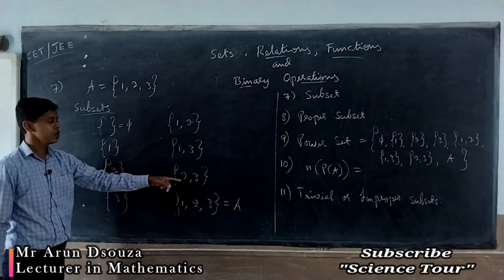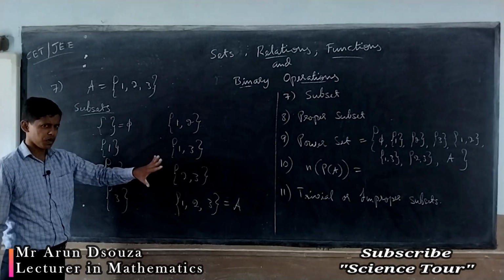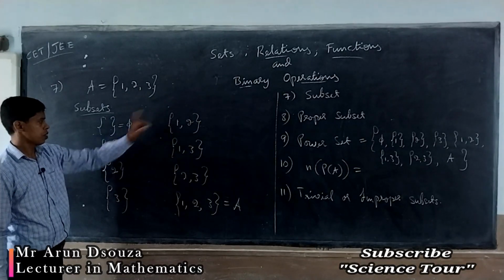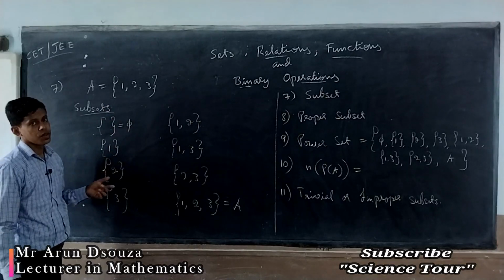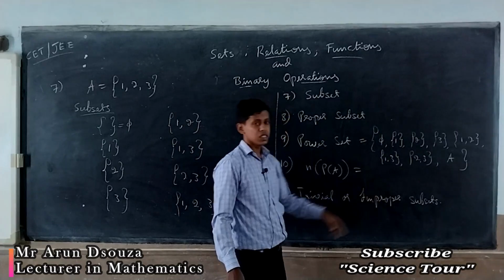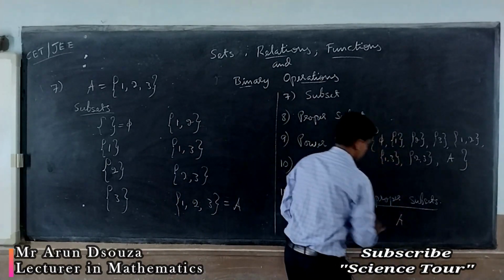When will it be proper? If it is not equal. See, this is a proper subset. You have properly fewer elements than this. Okay. Proper subset, proper, and this is also proper. You don't have equal. Okay. So that is about improper subsets. Which is improper? Only one. So the improper subset is only one.